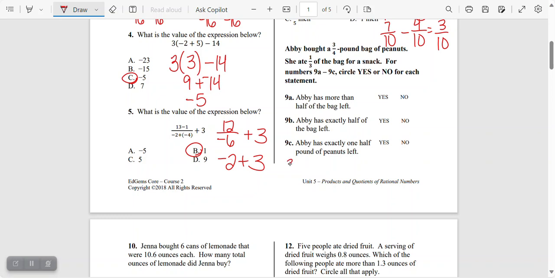So she starts with 3/4 and she eats 1/3. So we're going to take 1/3 away. Let's get a common denominator. We're going to use 12. Oops, multiply by 3. So that's 9/12 minus 4/12. So that's going to give us 5/12. Well, we can see that in letter C, that's going to be a no.